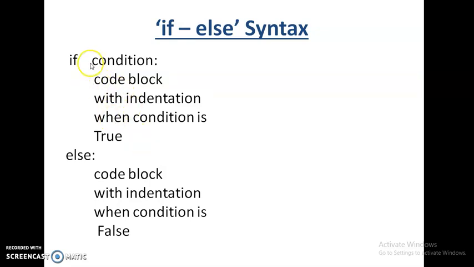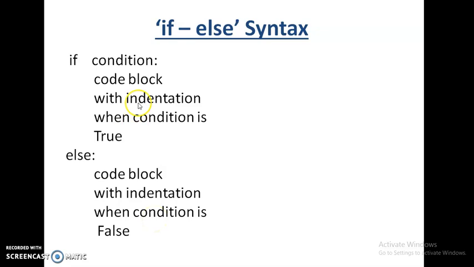So the code block of if will be executed only if the condition is true. But what will happen if the condition is false? The control of execution will go to the else part. We have to write else here and give a colon. Again, else is a keyword. In the else part also, there is one code block with indentation, and it is executed when the condition is false.